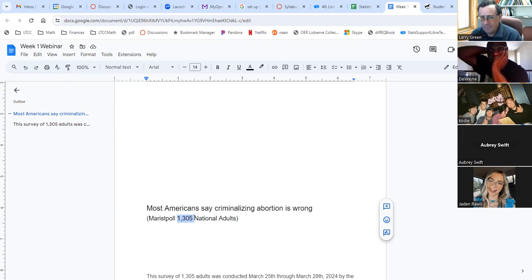All right, so one of the problems, and this is a big issue, is that they're going to ask 1,305 national adults. It takes a lot of work to do that, by the way. To do a survey, you have to find people to answer your survey question. And you want those people to be representative of national adults when it comes to whether you think criminalizing abortion is wrong or right. Does that make sense? You want to make sure that you don't have bias.